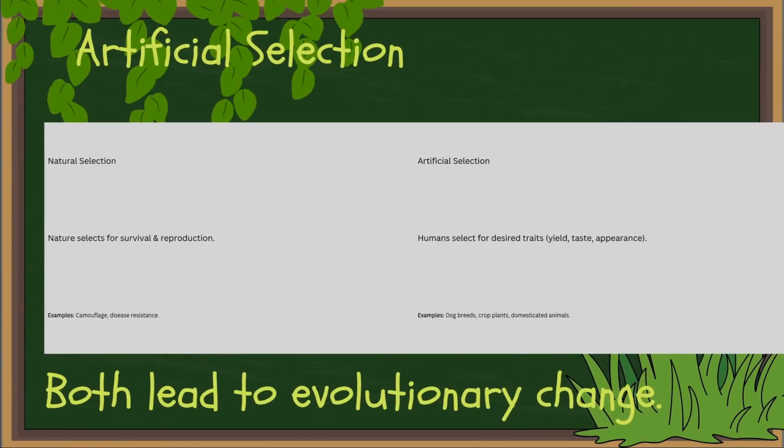In natural selection, nature selects for survival and reproduction, like camouflage and disease resistance. In artificial selection, humans select for desired traits, like dog breeds, crop plants, and domestic animals, usually for more yield, taste, or appearance.